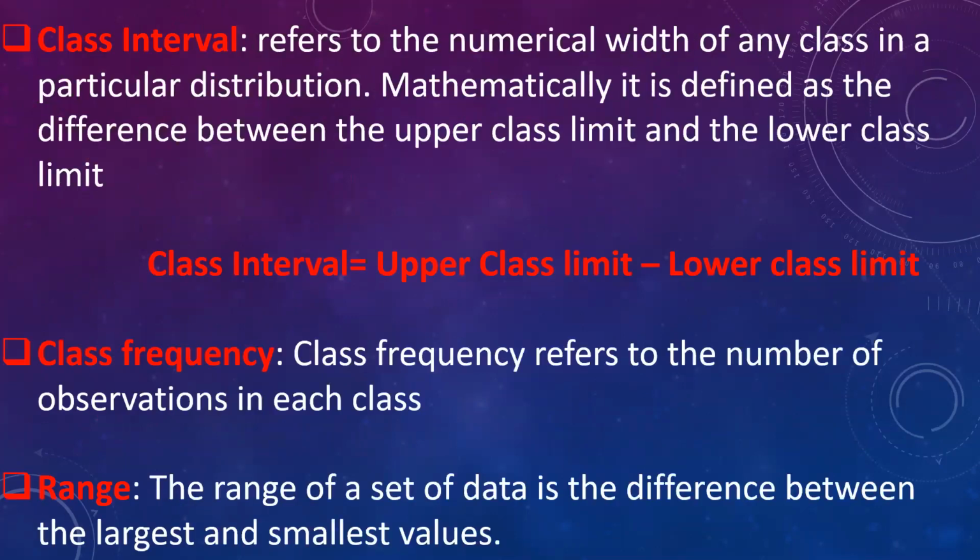Now, class interval refers to the numerical width of any class in a particular distribution. It is given by the formula upper class limit minus lower class limit. Whereas class frequency refers to the number of observations in each class, and range refers to the difference between the largest and smallest value in the set of data. Remember the difference between class interval and range. Range is the difference between largest and smallest value of the full set of data, whereas class interval is the upper class limit, the higher value of that particular class, minus the lower class limit.